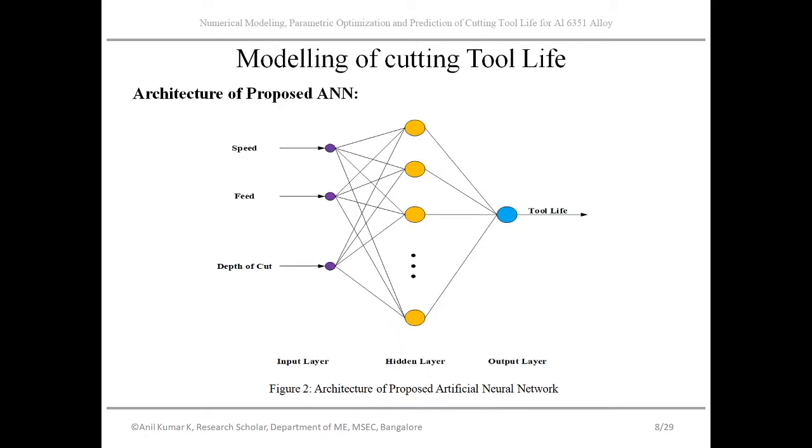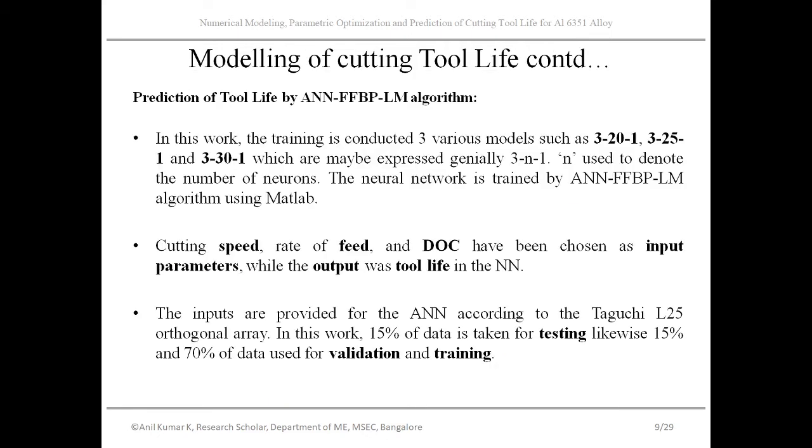This is the architecture of the proposed ANN model. I have selected three inputs: speed, feed and depth of cut, a single hidden layer, and one single output response, that is tool life. Here I have considered only one single hidden layer, and I have varied the number of neurons.